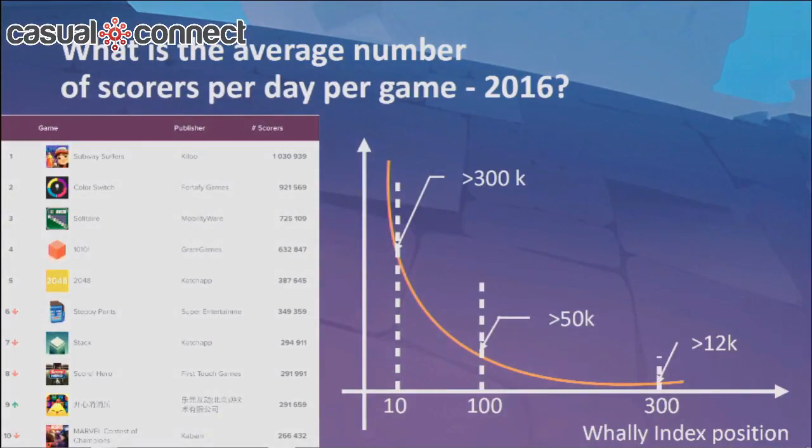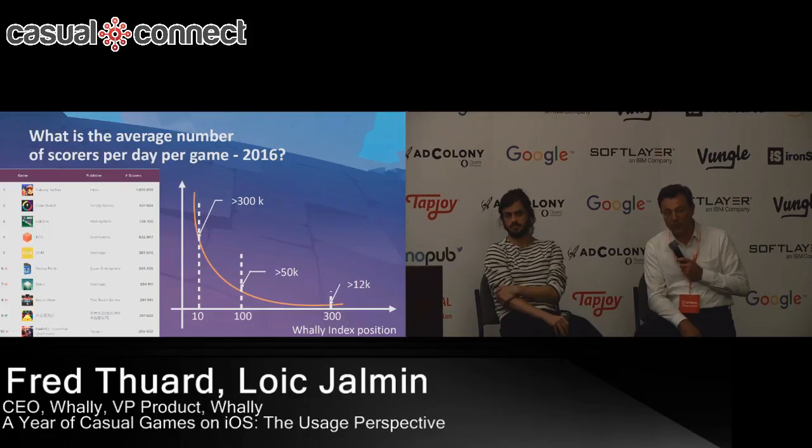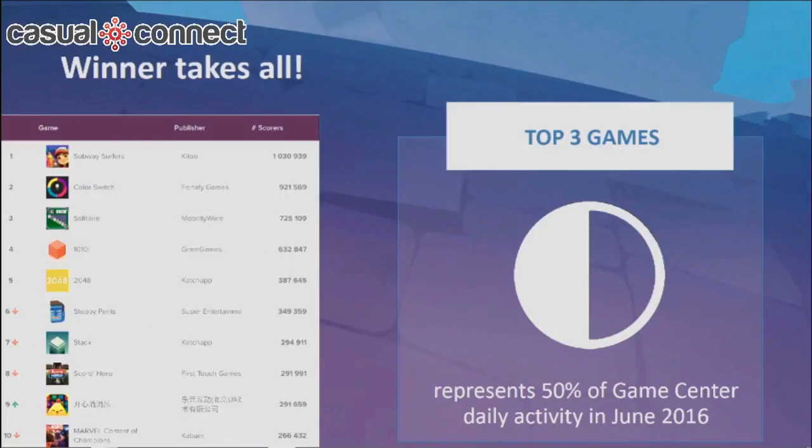We've been building an index, ranking each game by their number of players, by what we call scorers, the super active ones. And basically the spread is the following. If you rank between 1 and 10, you are above 320K daily active users. If you rank about 100, it's about 50K daily active users. And if you rank up to rank 300, it's about 12K. So it's really, as you may expect, a winner-takes-all game. Just take into consideration the top 3 games for the last 12 months: they have been representing about 50% of the Game Center activity on iOS.